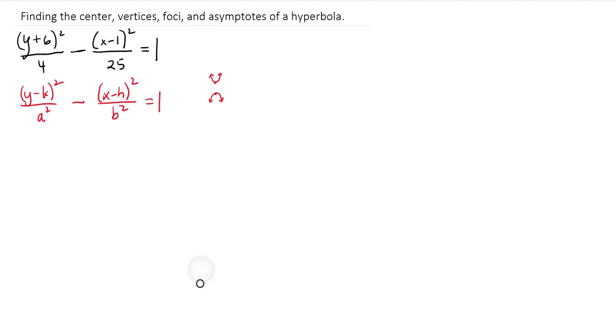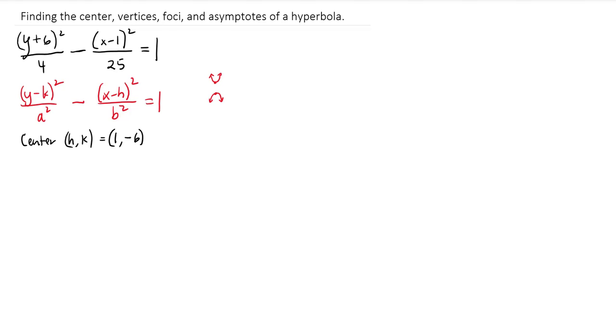Let's identify our center. Remember, our center is (h, k). And in this case, h is 1, and we have k to be -6. So there's our center. Next thing we want to find are our vertices.